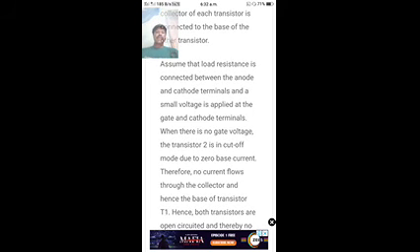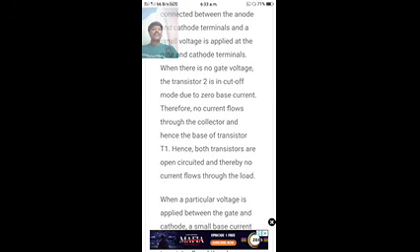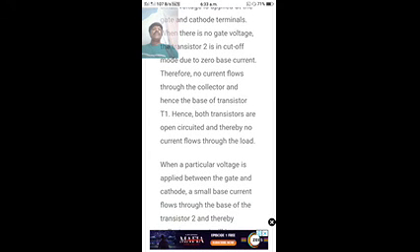So let us come to the operation once again. When there is no gate voltage, transistor 2 is in cut-off mode due to 0 base current, therefore no current flows through the collector of transistor 2, and hence the base current of transistor T1 is also 0. Since the base current of T1 is 0, it is also in the off state. Hence both the transistors are open circuited, and the current flowing through the load is also 0. No current flows through the load.